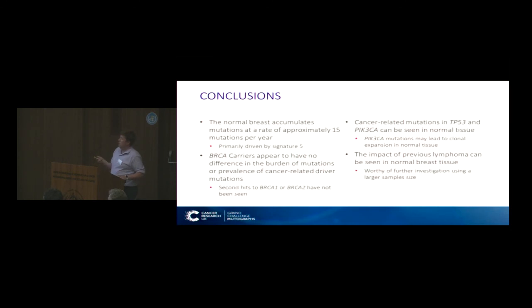So overall conclusions: 15 mutations per year, mostly signature 5. No difference between BRCA carriers and those that are wild type. PIK3CA is doing a bunch of stuff in the normal breast, along with PTEN and PIK3R1. And then we can see the previous lymphoma had some sort of impact in the normal breast tissue, so that's going to motivate future studies looking at pre-treatment in both breast and a whole bunch of other samples, where we can learn things about how the tissue developed.